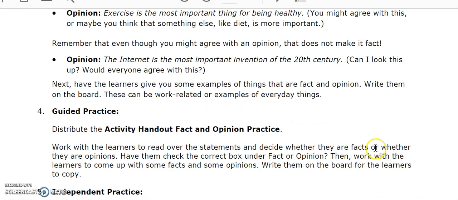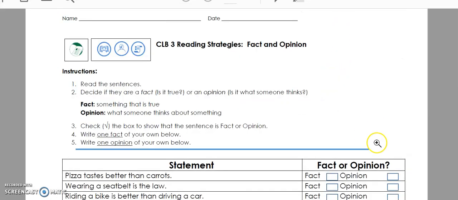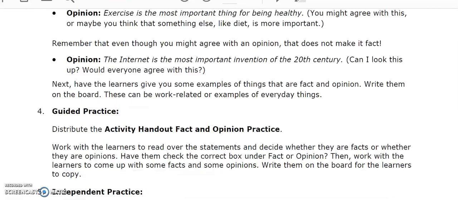Following the guided practice part of the lesson, the learners then complete an independent practice, where they again practice the activity, deciding whether the statements are fact or opinion. Please note, there is also an additional activity in the lesson plan where you can play a fact or opinion Jeopardy game with your learners to practice this strategy.